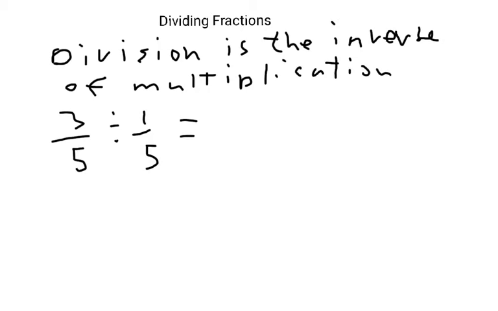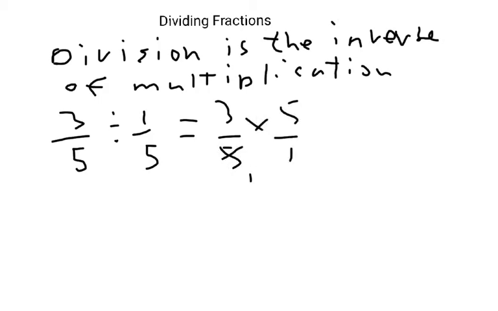You leave the dividend the same. 3/5 is the dividend, 1/5 is the divisor. So we're going to leave 3/5 the same. We're going to do the opposite of dividing, and we're going to do it with the inverse of 1/5. Inverse is just when you flip the 1/5 and make it 5/1. 1/5 and 5/1 are inverses because when you multiply them, you get the number 1. So we're going to make this problem 3/5 times 5/1.